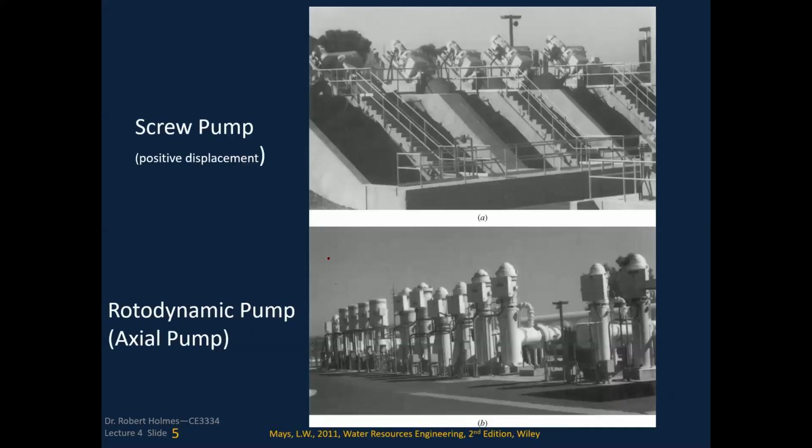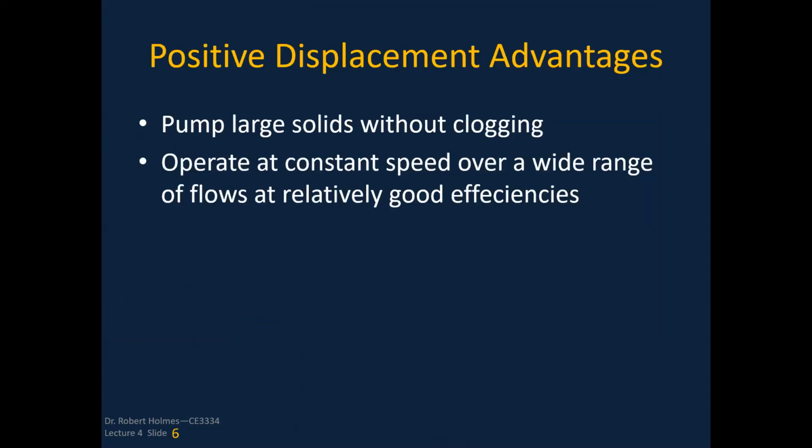In these photos, you'll see two different types of major pump categories. We've got a positive displacement screw pump here in the upper, where we're actually lifting by means of the screw pump. You're lifting the fluid up through the system. Here is a large scale rotodynamic. These are actual axial flow pumps, which we'll explain a little bit more about in a second. There are some advantages to positive displacement pumps. You can pump large solids without clogging, and you can operate at a constant speed over a wide range of flows at pretty good efficiencies.